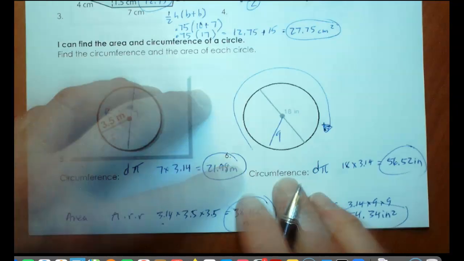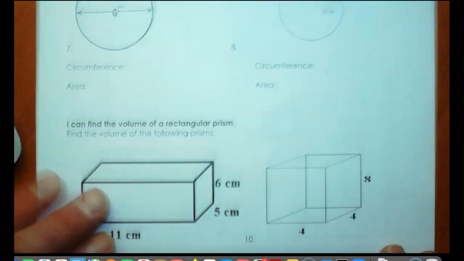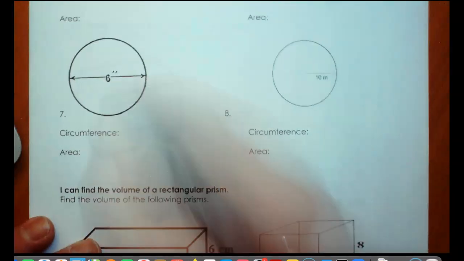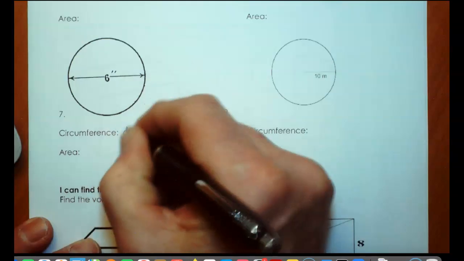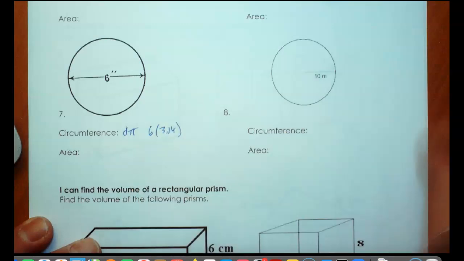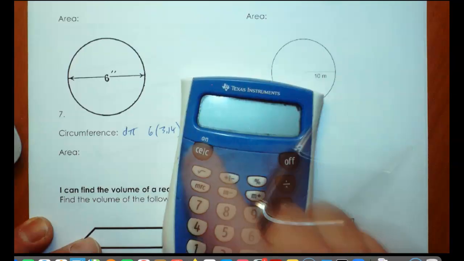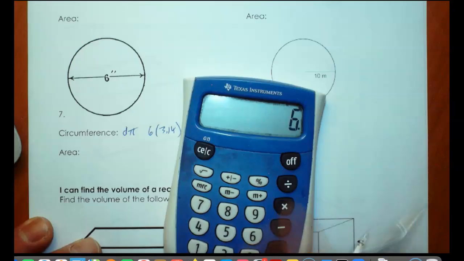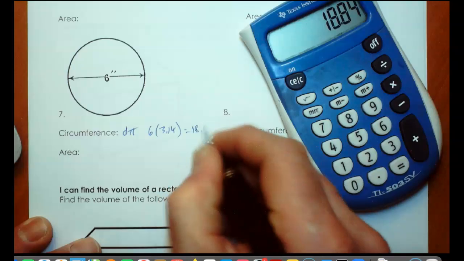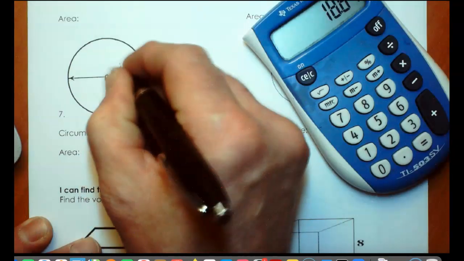All right, we've got a couple other circles on this next page. Okay, let's do the circumference here. Again, it's d pi. The diameter is 6, so it'll just be 6 times 3.14. It's going to be about 18, 19. 6 times 3.14. Is that 18.84? And that's going to be inches. Those two little marks mean inches.